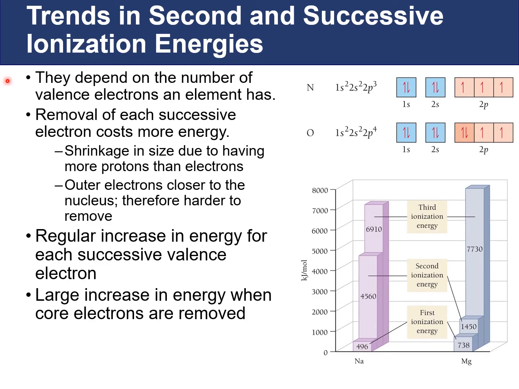Once you remove the first electron, for most atoms, you can continue and remove a second, third, and successive electrons. The ease with which you can remove the electrons depends on the number of valence electrons that the element has. Removing each successive electron will cost more energy. The reason for this is as we remove electrons, the effective nuclear charge increases and the radius decreases. So the outer electrons are becoming closer and closer to the nucleus, and because the charge-charge interaction increases with decreasing radius, it becomes more difficult to remove the outer electron.